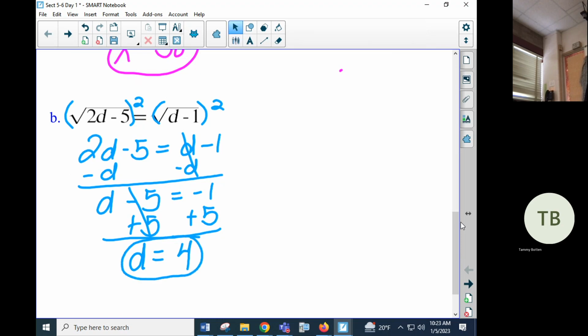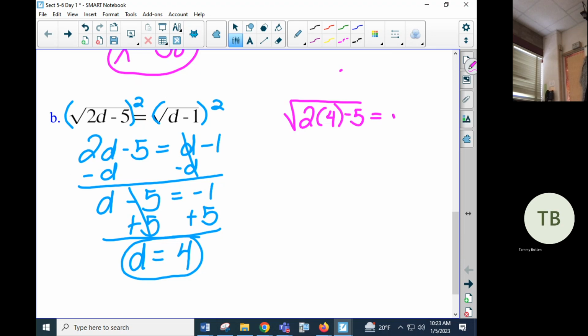Okay. Now again, if you go to check that, on one of them, you would have 2 times 4 minus 5. And in the other one, you'd have 4 minus 1. So 2 times 4 is 8, minus 5 is the square root of 3. And over here, 4 minus 1 would be the square root of 3. So that does check. Okay.